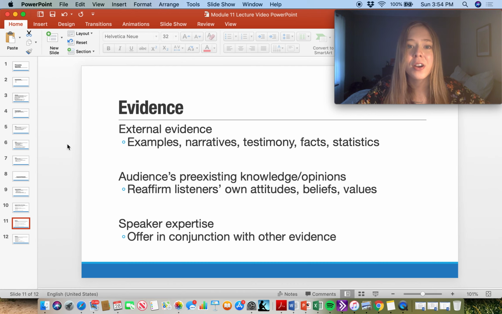And then also your evidence can be your speaker expertise. And so this is often, it's not supposed to be offered alone, but in conjunction with other evidence. So this would be your own expertise on the matter, your own ethos, your own credibility that ties in to other people's opinions and expert testimonies and things like that. So those are some examples of evidence. Again, go back and watch that supporting material lecture if you need some clarification.